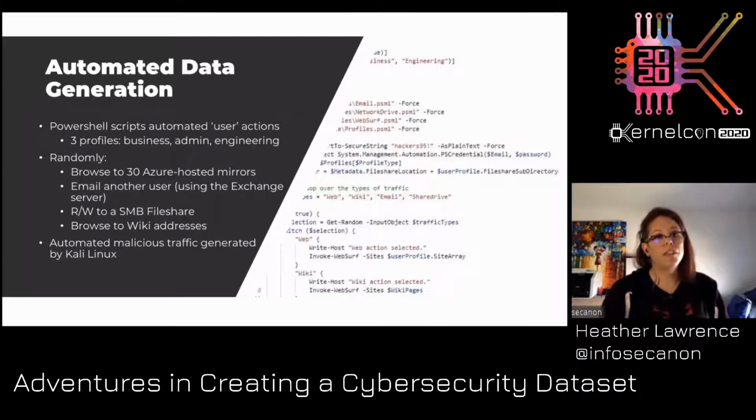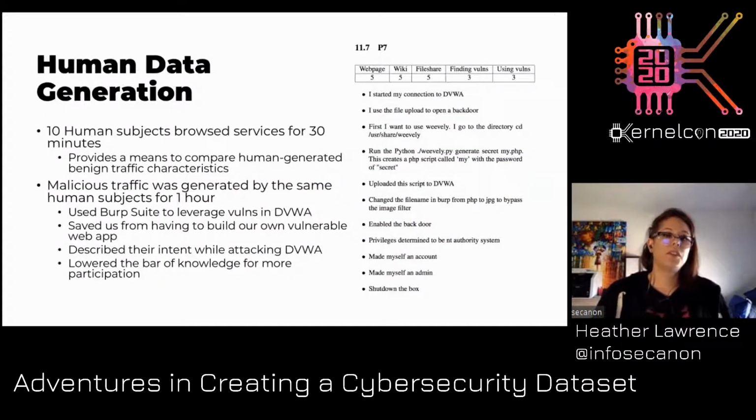We automated data generation at first. There are 3 profiles that were assigned PowerShell scripts that randomly browse to websites. They email another user using the Exchange server. They read and write to an SMB file share, and they browse to wiki addresses. For malicious traffic, we used Kali Linux like some of the other data sets. And then we also decided that we were going to do human generation as well.